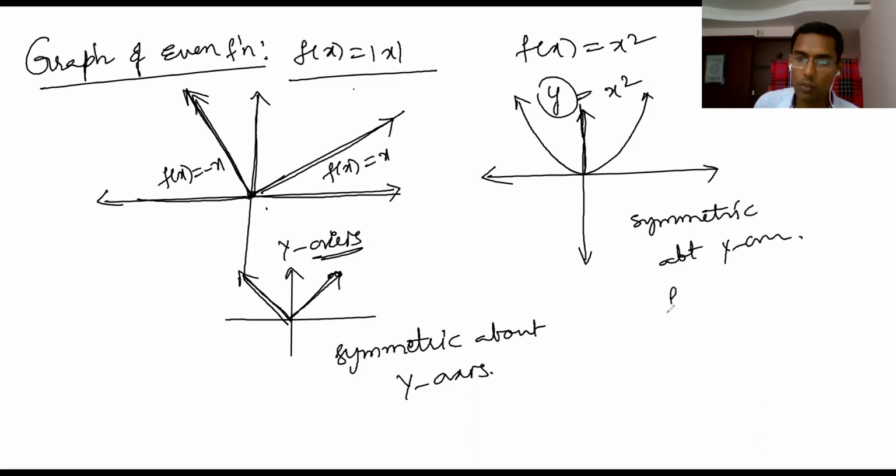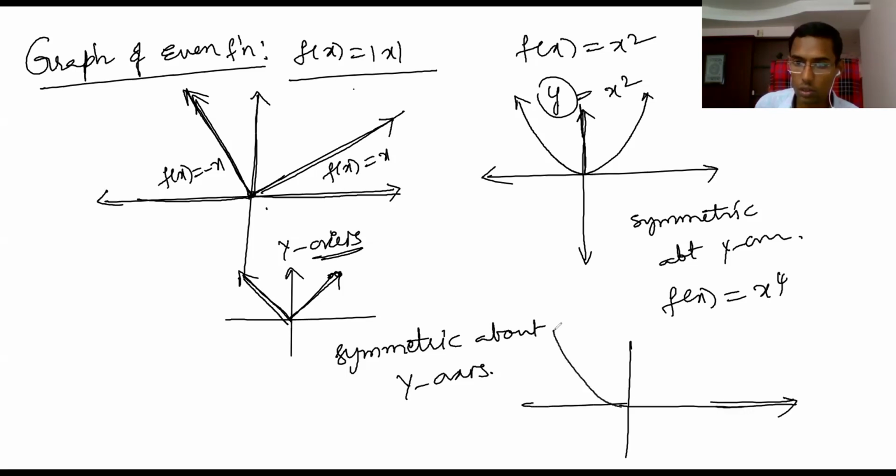Now, f of x equal to x power 4, which I also gave as an example, has a graph like this. This is also symmetric about the y-axis. And of course, many other graphs we can see. The graph of an even function is always symmetric about the y-axis.